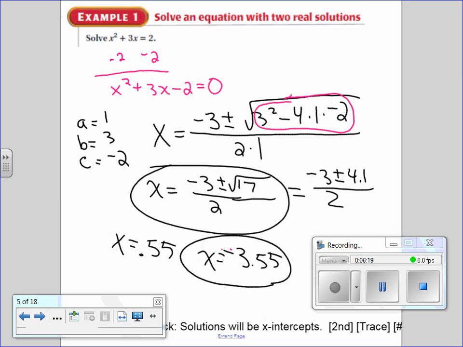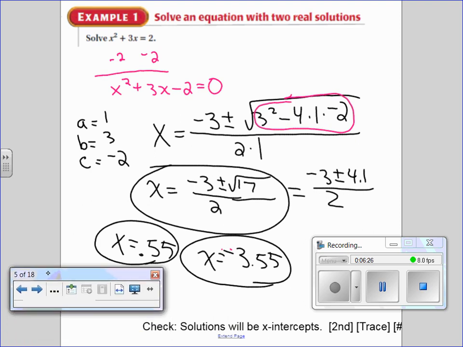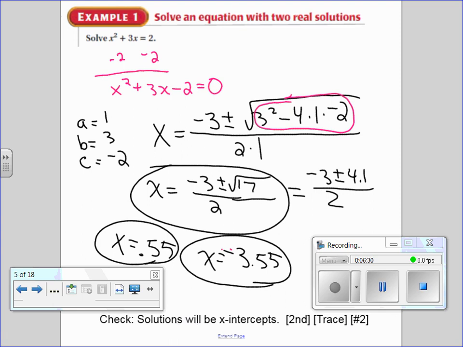I have this little note at the bottom. You almost can't see it behind all my stuff. It just says, if you want to check, your solutions will be the x-intercepts. So I'm going to show you on the calculator how you can use a function in the calculate menu to find those x-intercepts. Everybody grab your graphing calculators and get into Graph World.